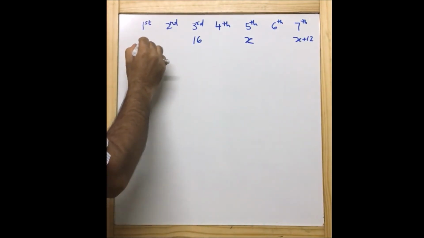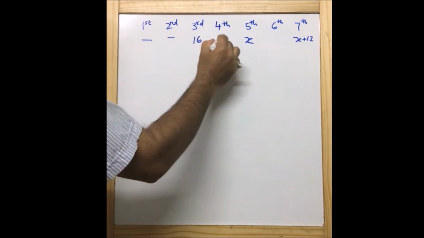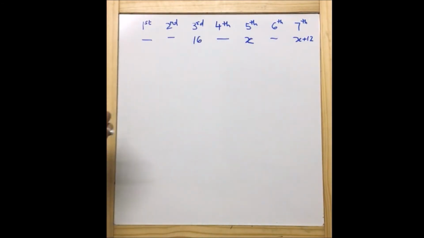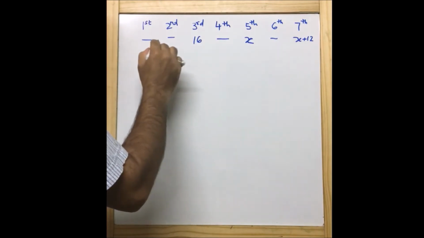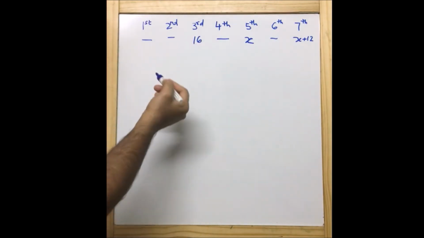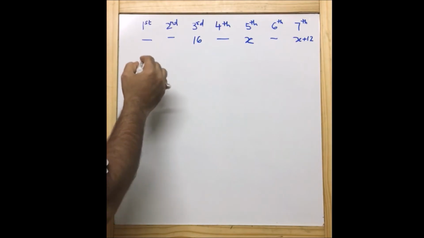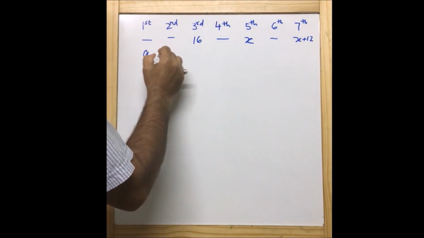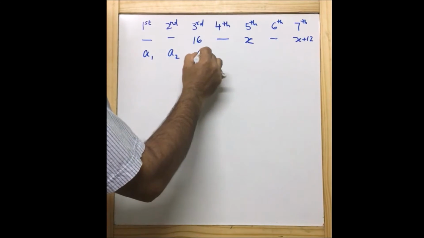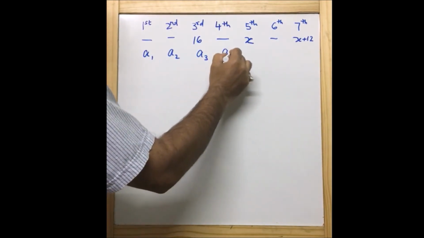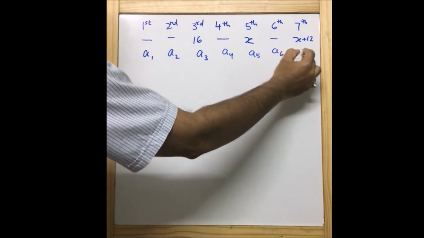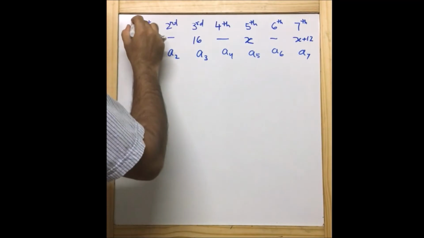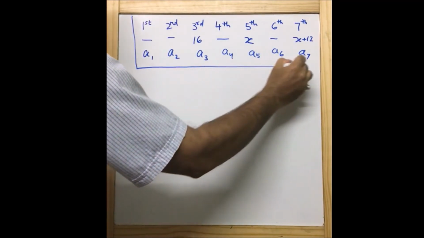Now the remaining places are blank. We don't have any data here, and what we are going to do is determine the AP. That means we are going to fill up these blank places so that we can find the arithmetic progression of the given row. Now let me name these A1, A2, A3, A4, A5, A6 and this one is A7. So this is the data that we have now.